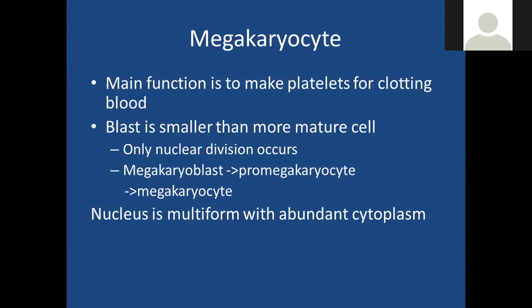The megakaryocyte has a maturation sequence: megakaryoblast, promegakaryocyte, and then the megakaryocyte. You guys don't have to worry about identifying megakaryocyte in its precursor forms. Usually if we see it on a bone marrow, we just call it megakaryocyte.